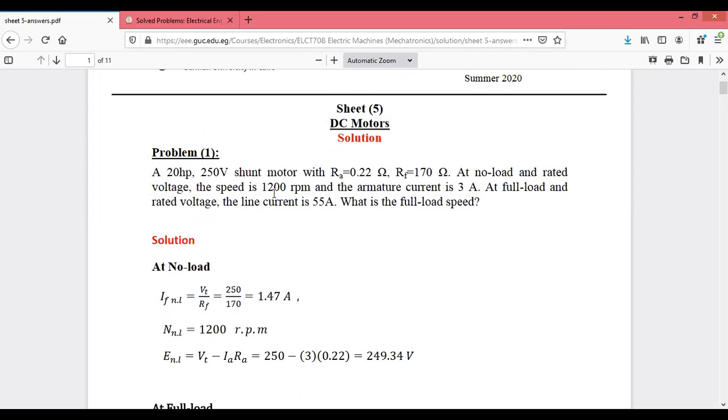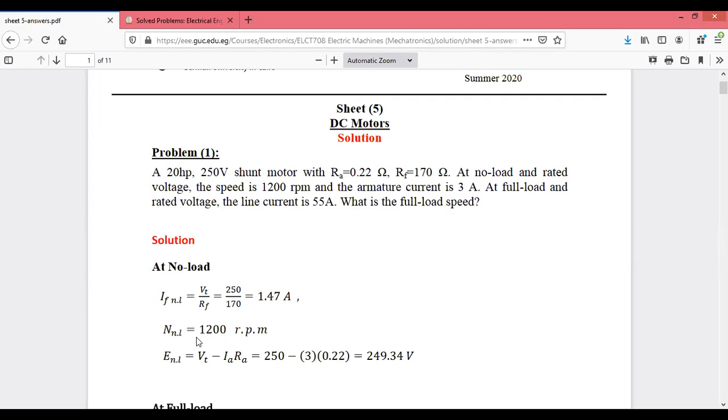They have given the speed here, but that speed is given when there is no load, and you are supposed to find the N_FL. What does capital N mean? You are supposed to find the speed in rotations per minute, and you are supposed to find that speed for the full load. So that will be N_FL.